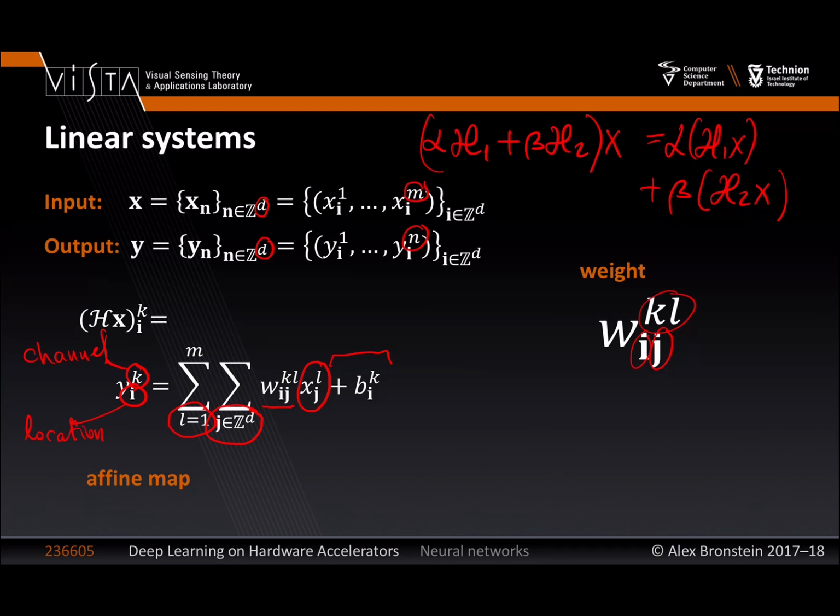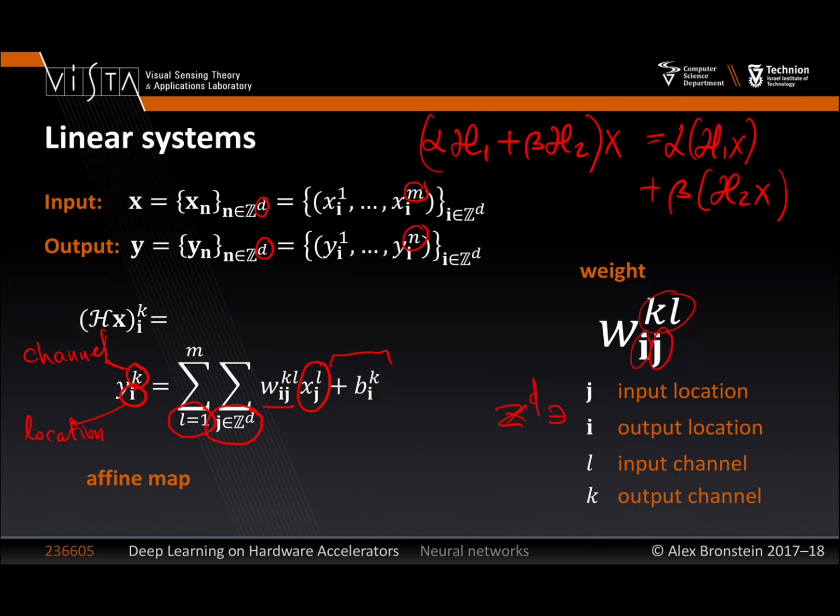But just think, for our purpose, of tensors as multidimensional matrices. A vector is a one-dimensional tensor, a matrix is a two-dimensional tensor, and here we have a 2D plus 2-dimensional tensor. Again, j is the input location, i is the output location. These are d-dimensional indices. They go in Z^d. l is the input channel, k is the output channel.